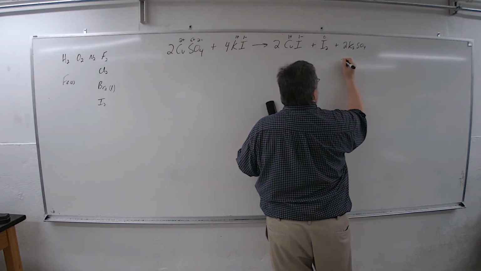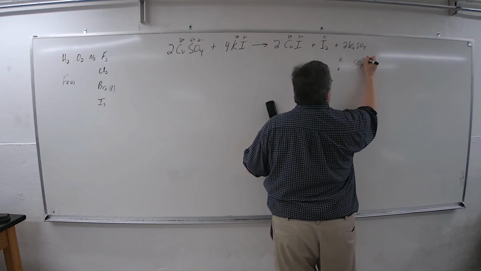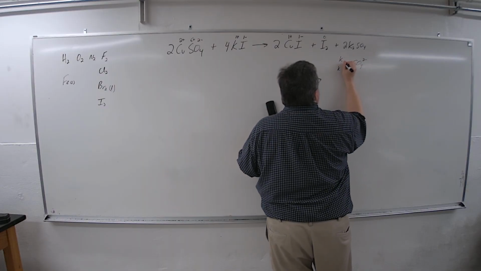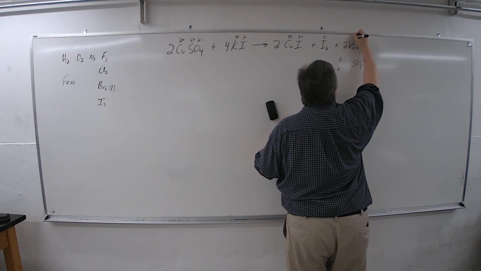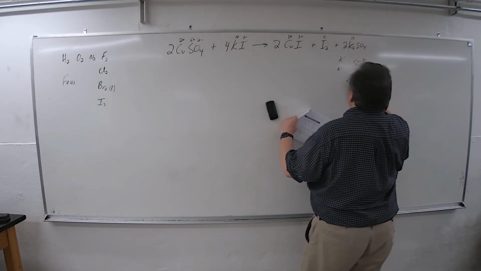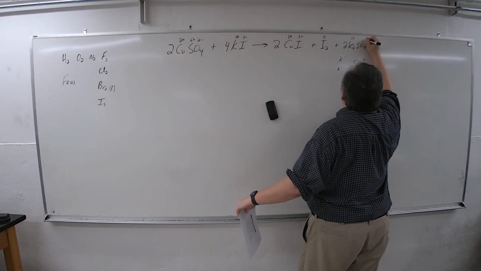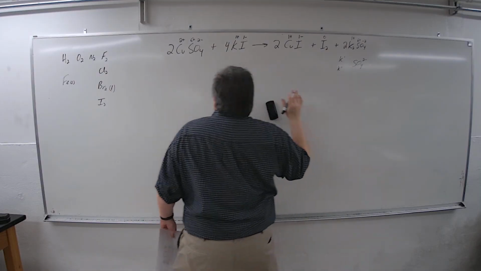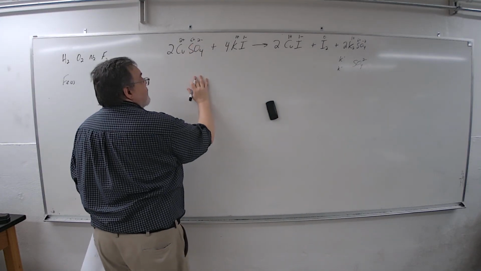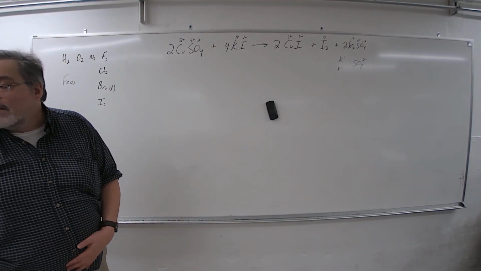K2SO4. We split this off into 2 Ks and SO4. SO4 is 2 minus. K is 1 plus. So this is 1 plus. I already did the SO4 over here, and it's going to be the same. So minus 2 and 6 plus. So I just copied those up from over here because SO4, we already did. You with me? It's just going to come out the same.